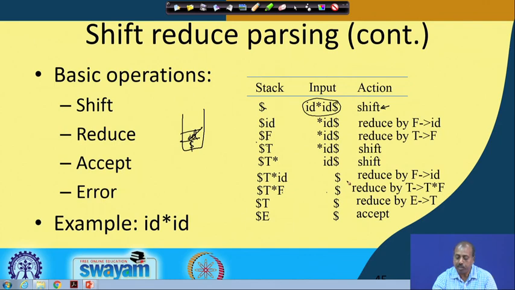Ultimately, we are at a configuration where we have the start symbol E on the top of the stack and dollar at the input pointer. At that point we accept the input. So, the corresponding action is accept.